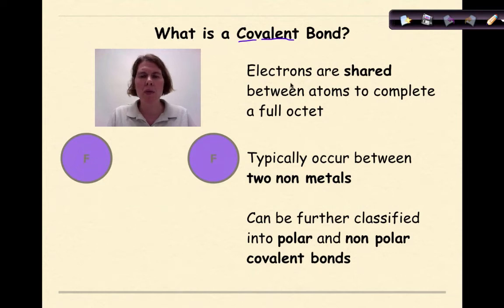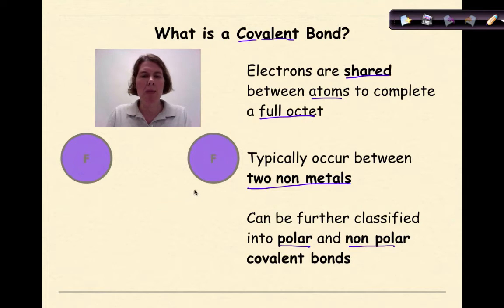If we look at this first point, electrons are shared between atoms to complete a full octet. That's going to be different than ionic bonding. With ionic bonding, we had a full transfer of electrons. With covalent bonding, we are going to be sharing those valence electrons. So in other words, we're not going to be forming ions, at least not in the general definition we're looking at right now. We are just sharing valence electrons to get a full octet between nonmetals. Again, it typically occurs between two nonmetals and can be further classified into polar and nonpolar covalent bonds, which we'll talk about in more detail in a little bit.